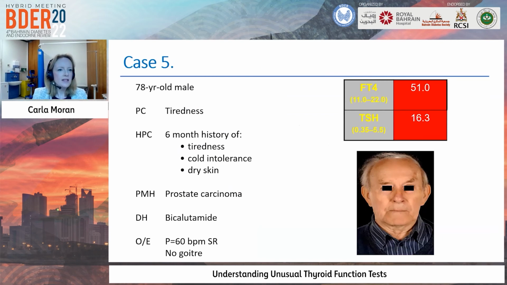So my last case is that of a 78-year-old male, and he was fatigued. So he had a 6-month history of cold intolerance, dry skin, and tiredness. He'd had a history of prostate carcinoma, and he was on an anti-androgen, and he had a slightly low heart rate. So I felt clinically that he had hypothyroidism. And his TSH is high, so it fits with that, but his T4 is also elevated.